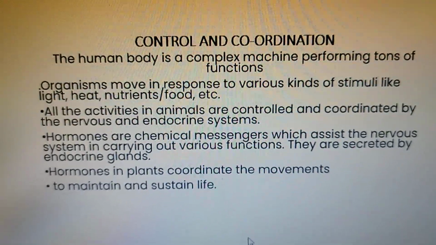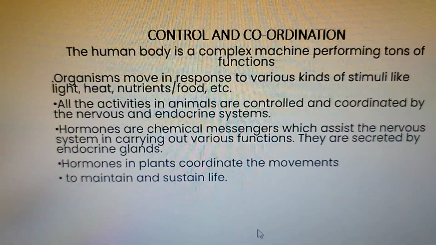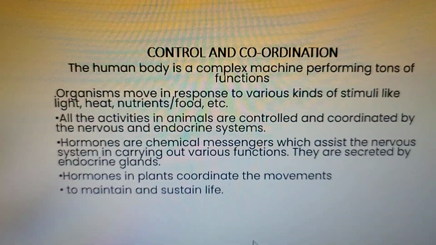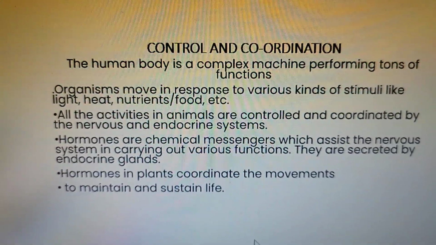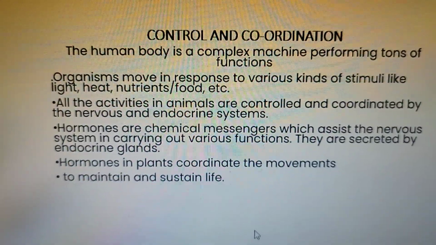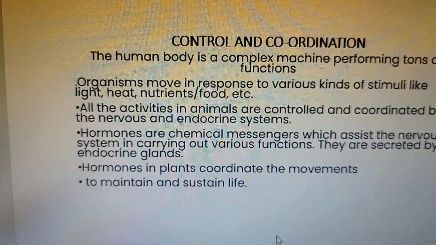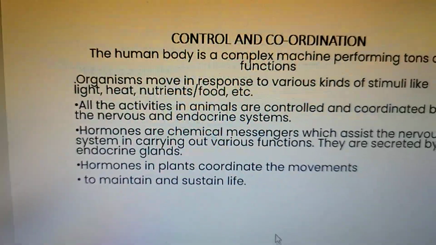Good evening, dear student. Today I am here with one new topic, that is control and coordination related to class 10. So, whenever we think about who will control, who will coordinate our entire body system, definitely we know that it is the brain.